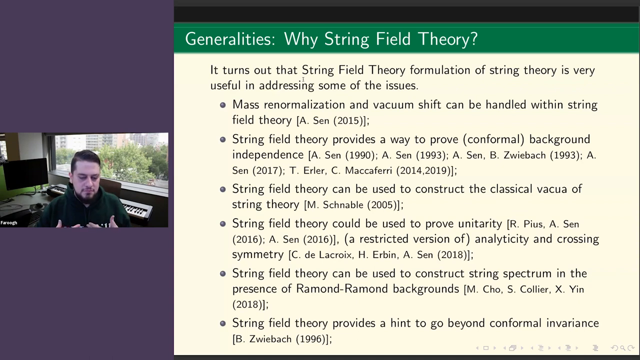And then another big question is how to quantize a string theory in spacetimes that have Ramond-Ramond background. String field theory provides a way to consistently construct the string spectrum in such backgrounds. There are shortcomings, but there is this very nice paper of Zhou, Collier, and Yin that gives the general prescription of how to do that. Basically, they realize the solutions of the classical equations of motion of string field theory that correspond to Ramond-Ramond background, and then solve the resulting linearized equation of motion in this background. The fluctuations of the string field are basically the string spectrum in that background.